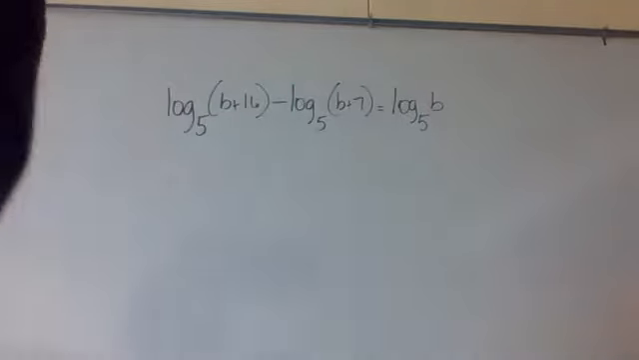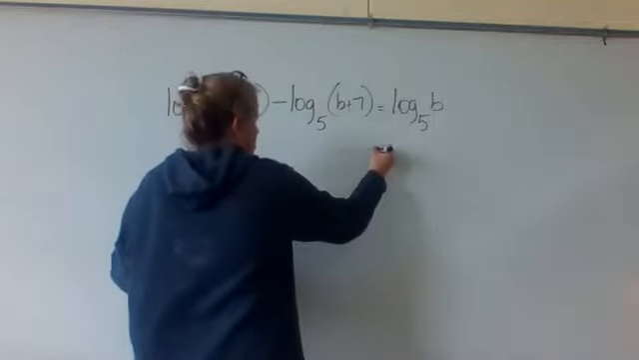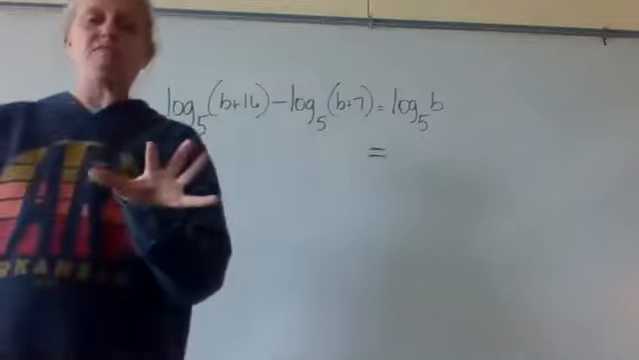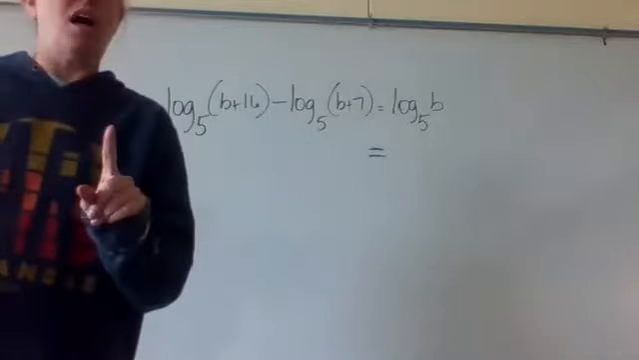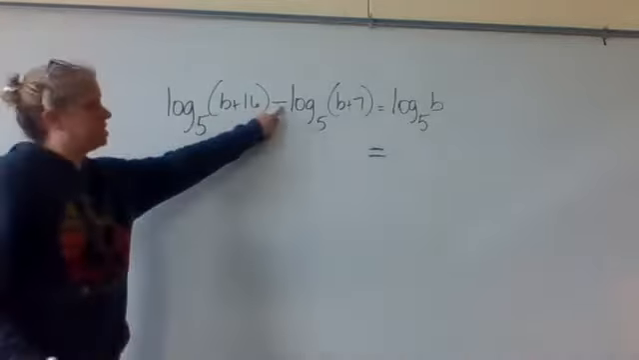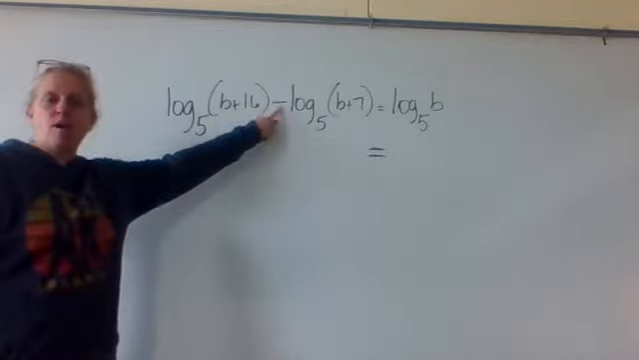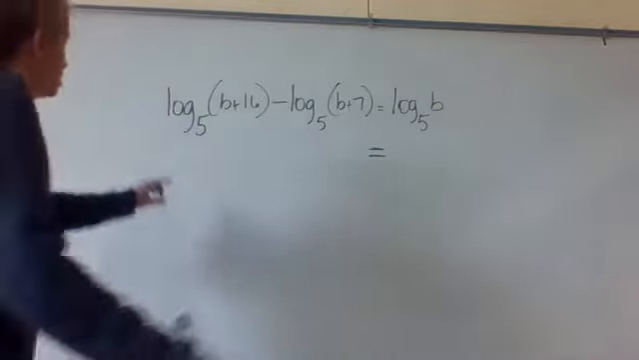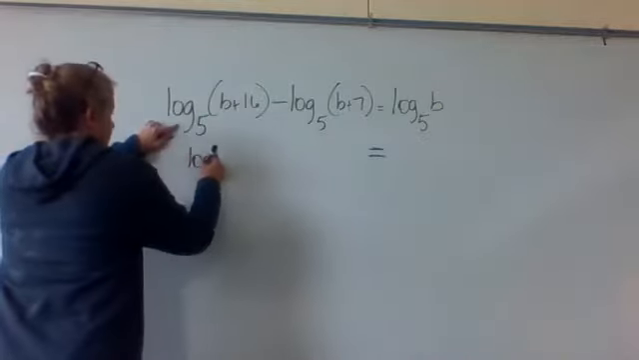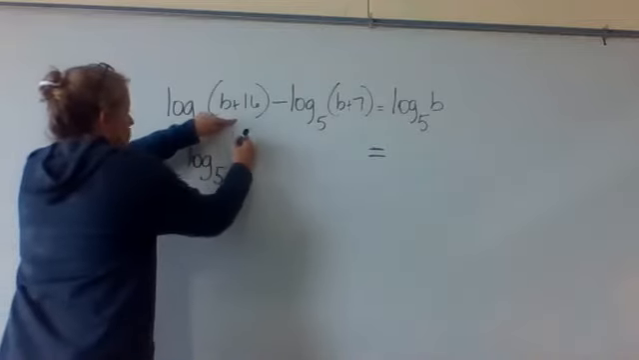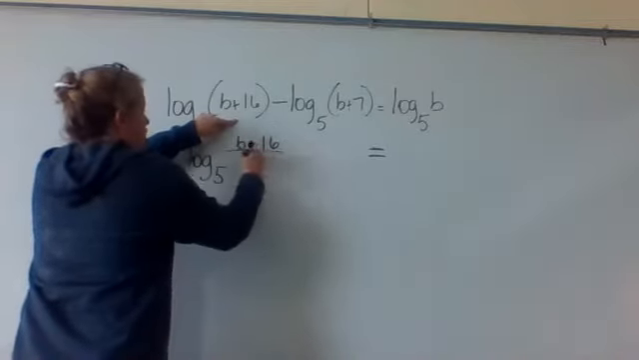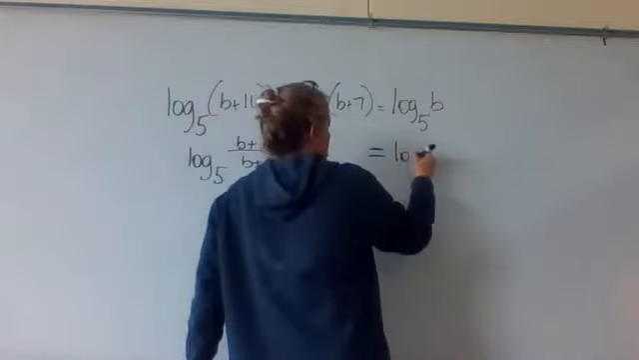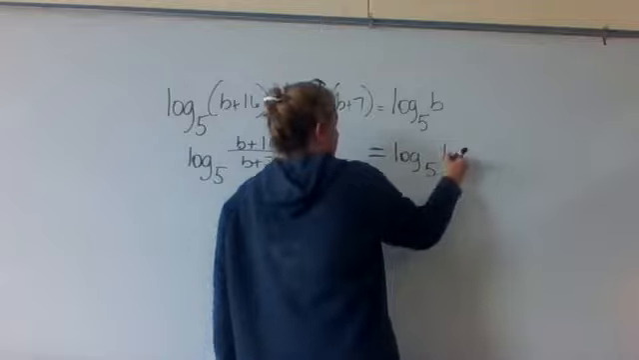Now remember, if you have two logs on one side, here's my equal sign. I've got these two logs. They're both base 5, which means I'll be able to turn them into one log. It just depends on what that one log will be. What does minus turn into? Division. So I'll have log base 5 of b plus 16 over b plus 7 equals log base 5 of b.